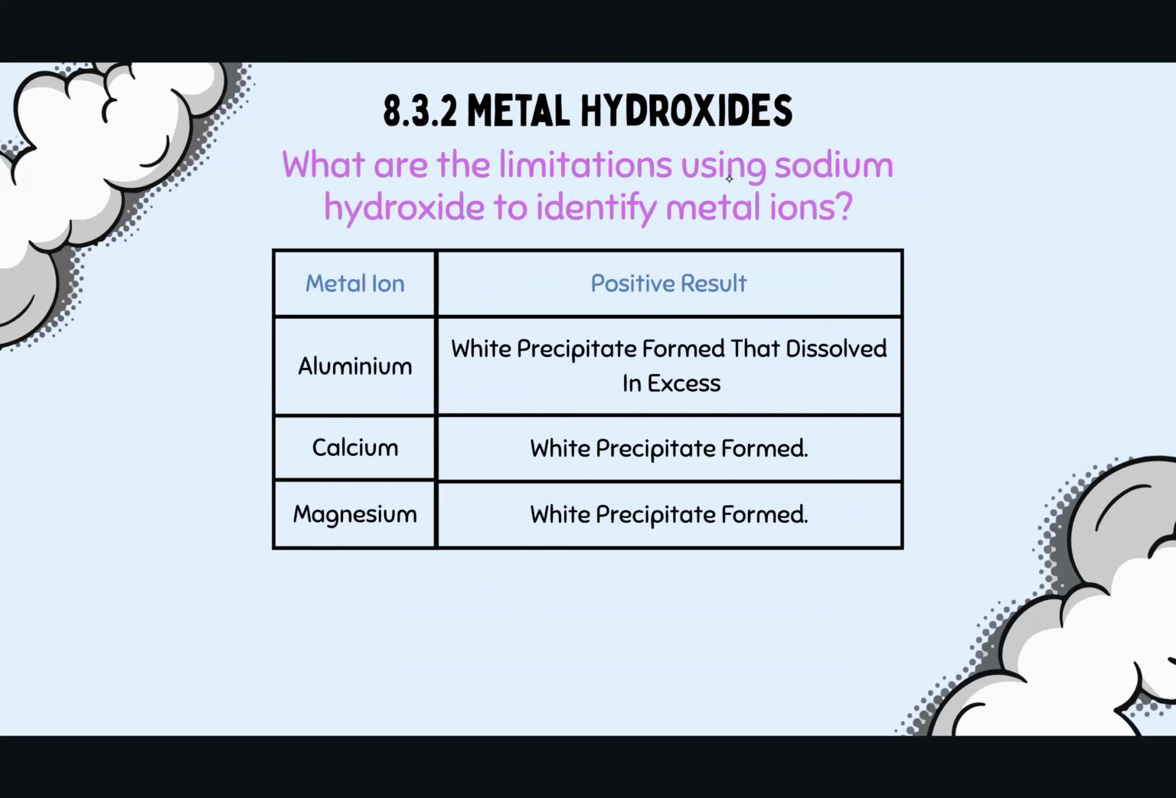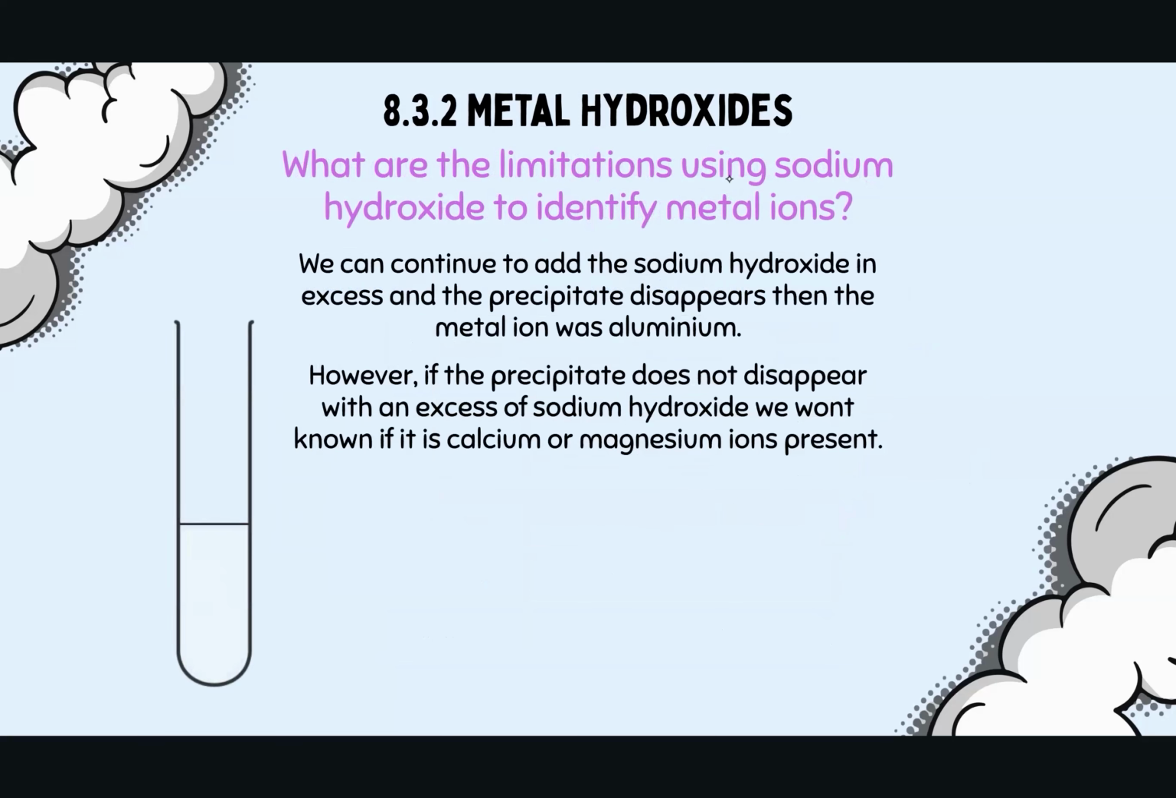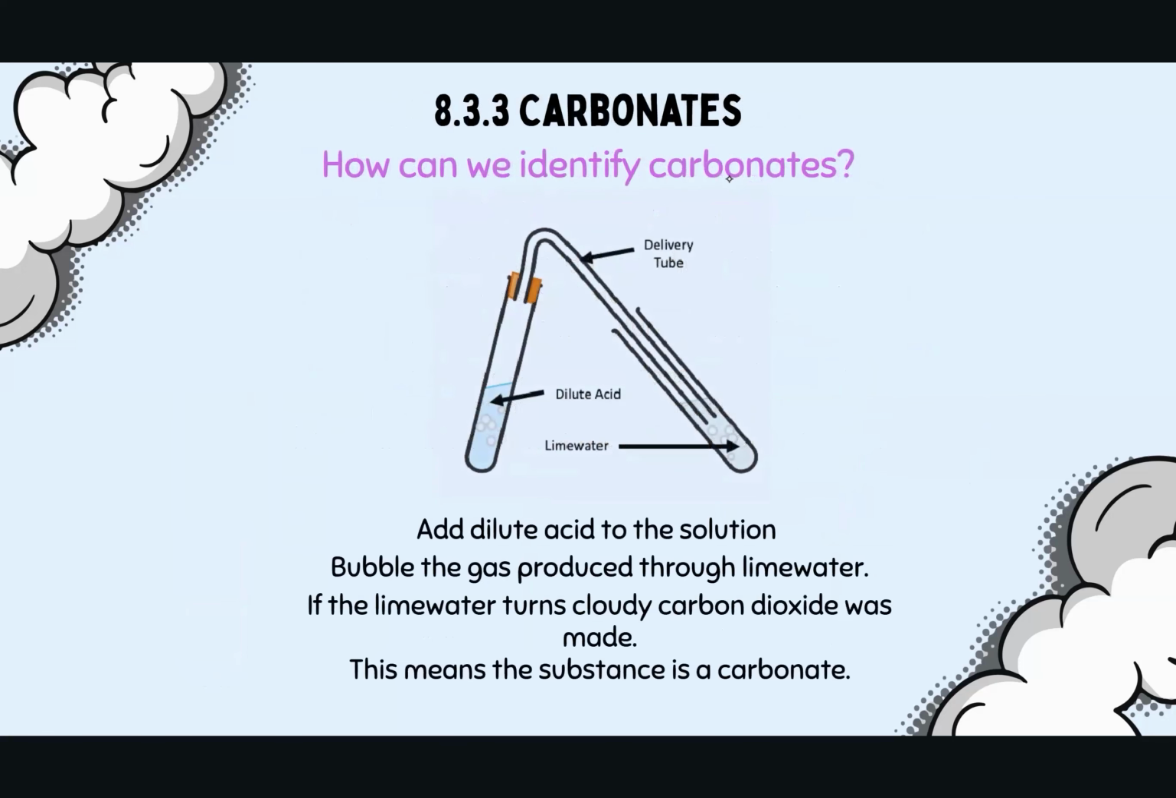So this is, as we just mentioned, a limitation, that you've got three things that all have a white precipitate. But we've explained how you can get past that. We can continue to add sodium hydroxide in excess and the precipitate disappears. Then we know it's aluminium. However, if the precipitate does not disappear, we don't know if it's calcium or magnesium, so we can couple it up with a flame test.